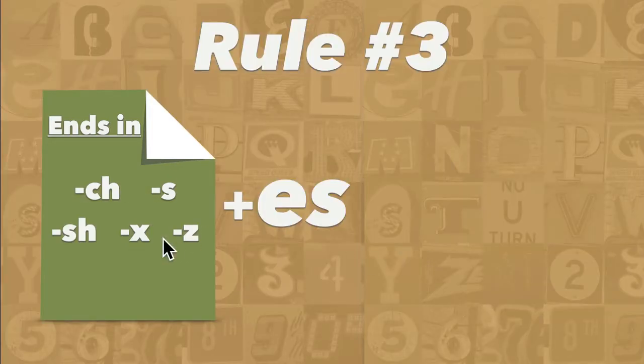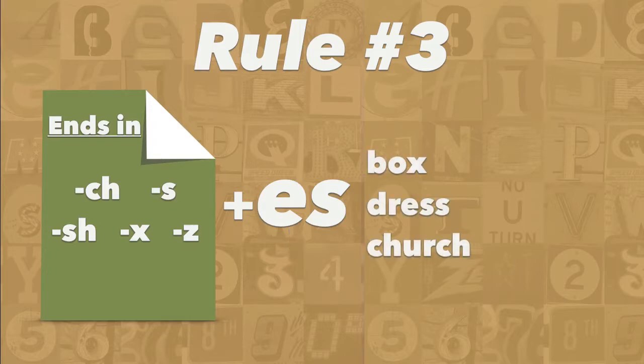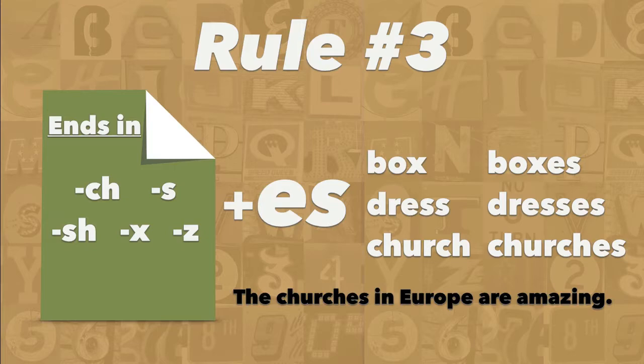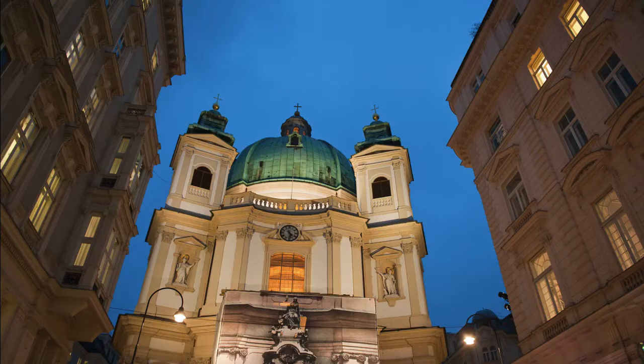Rule number 3. What if it ends in CH, S, SH, X, or Z? With all of these, you basically add ES. Box, dress, church. For example, the churches in Europe are amazing. Have you ever been to Europe? Go. Book your flight tomorrow.